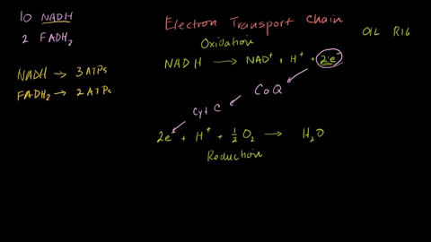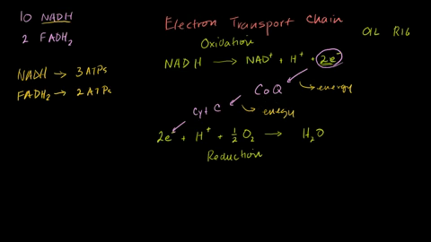Now, every time an electron goes from a higher energy state to a lower energy state, and that's what it's doing over the course of this electron transport chain, it's releasing energy.